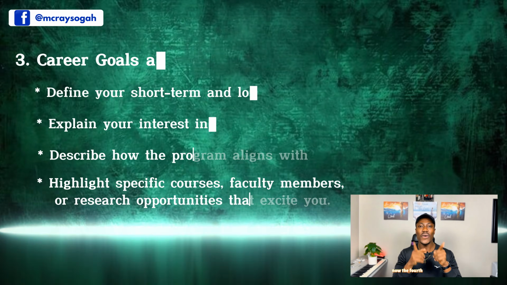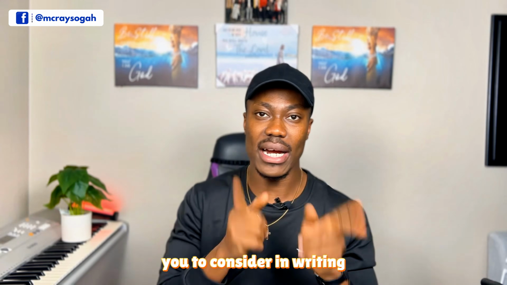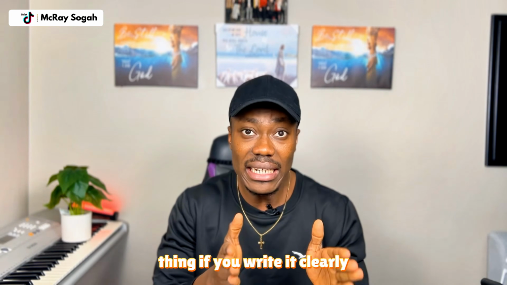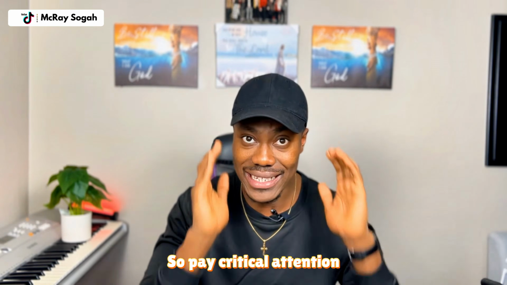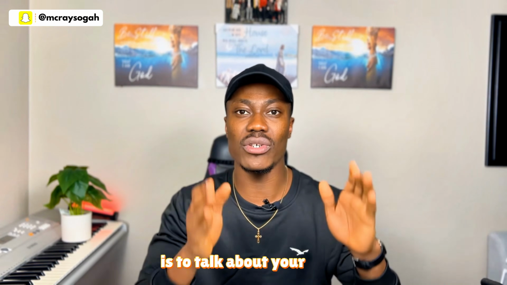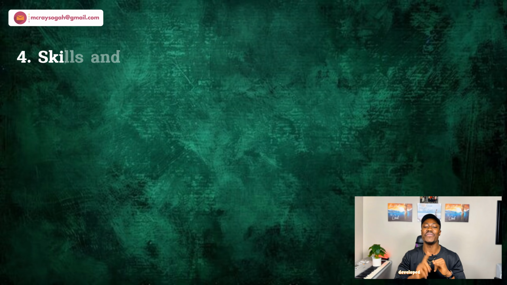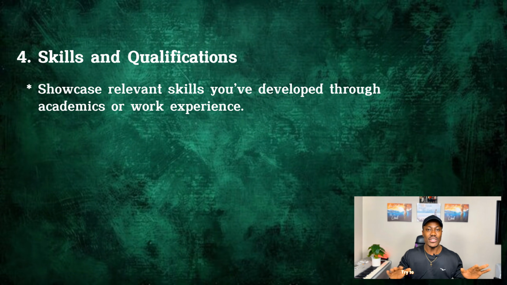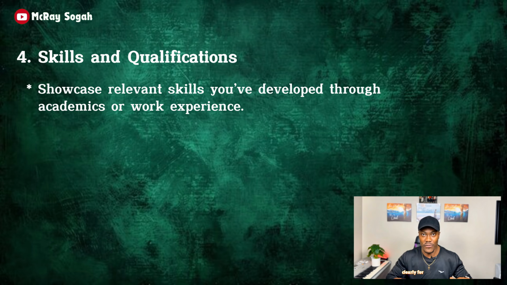Okay, now the fourth segment I want you to consider in writing the statement of purpose. Remember, I told you that this thing, if you write it clearly, can land you a good scholarship. So pay critical attention to this. The fourth thing I want you to consider is to talk about your skills and qualifications. Any relevant skills you have developed through academic or work experience. Try to spell that out clearly for this person to see.